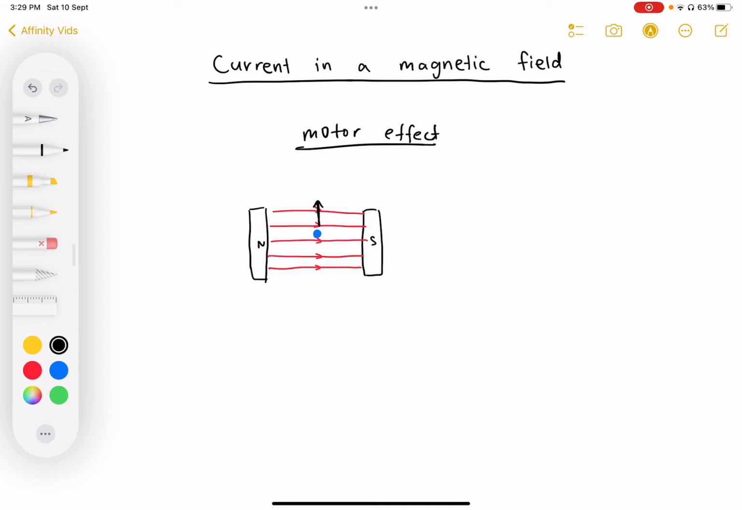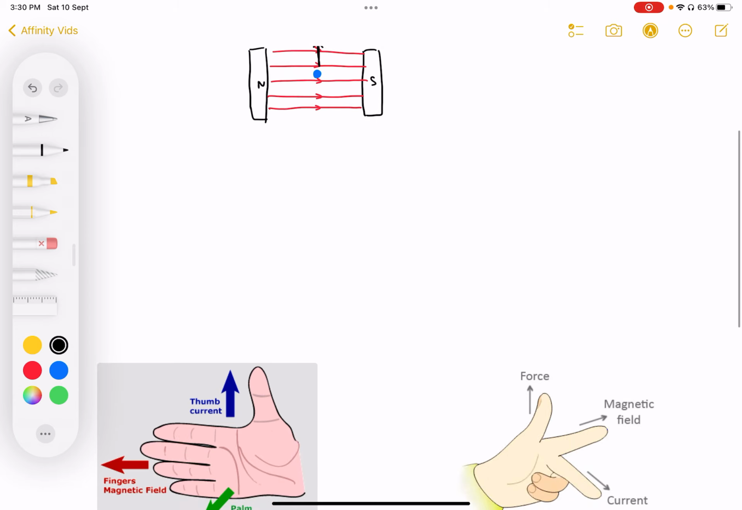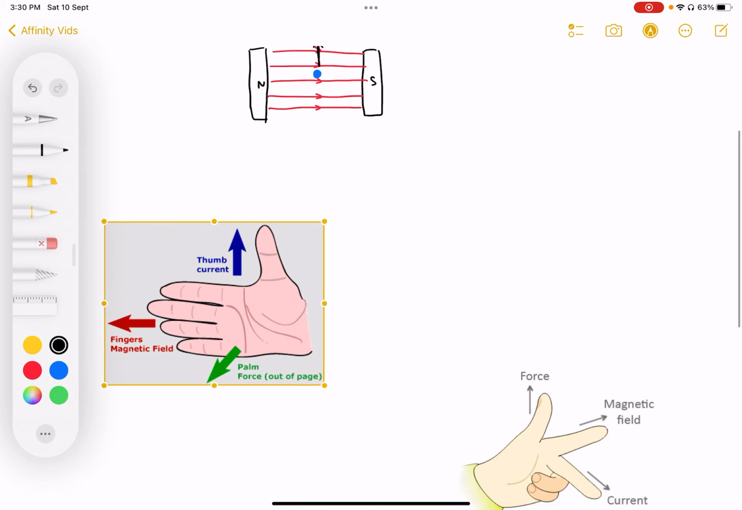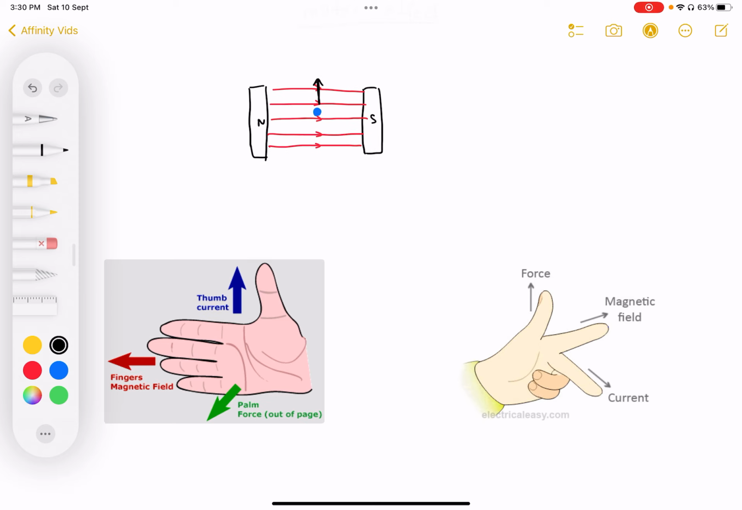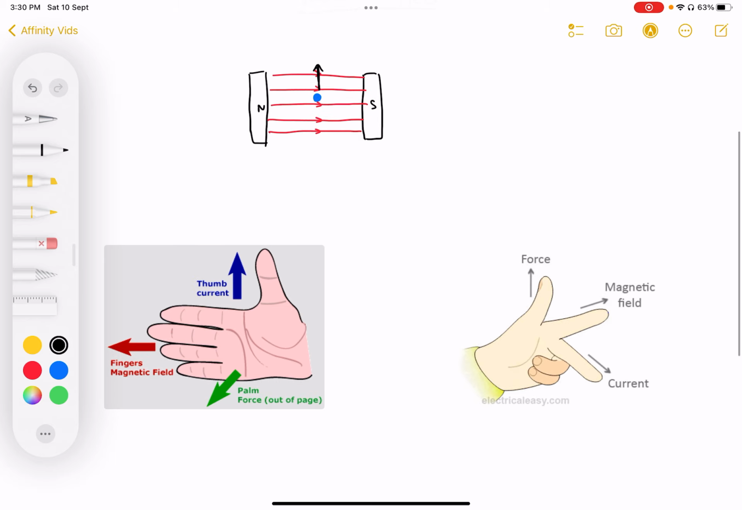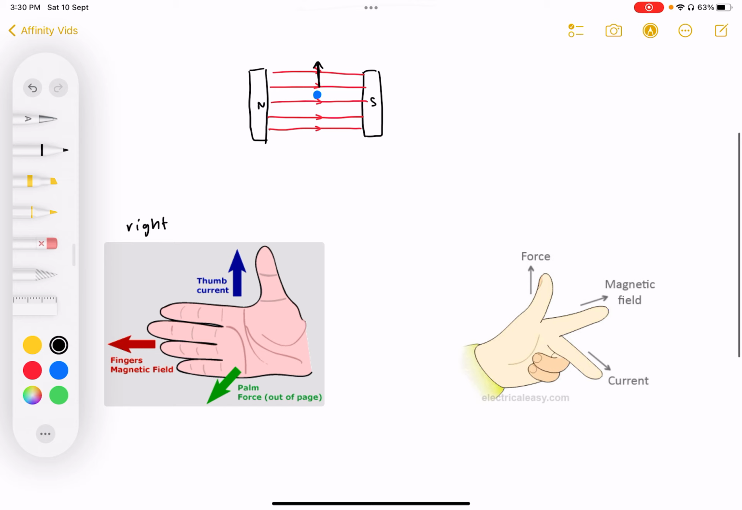We can find the direction of this force using the right hand slap rule or Fleming's left hand rule. I personally prefer the right hand slap rule, but I will explain both. When we're trying to use the right hand slap rule, you put your palm out in front of you. Your four fingers represent the direction of the magnetic field, and your thumb represents the current.